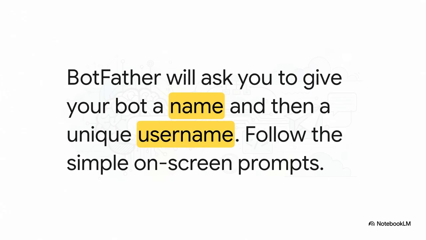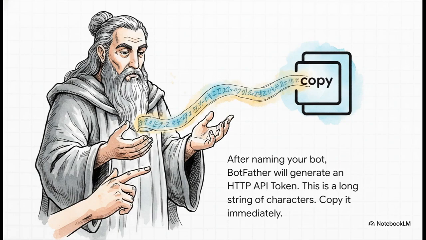First, it's going to ask you for a regular name for your bot, and then it'll ask for a unique username that has to end in bot. Have some fun with it. You can call it My Pocket Genius or whatever you want. As soon as you've picked a name, BotFather is going to give you the most important thing from this whole step, a really long string of random-looking characters.